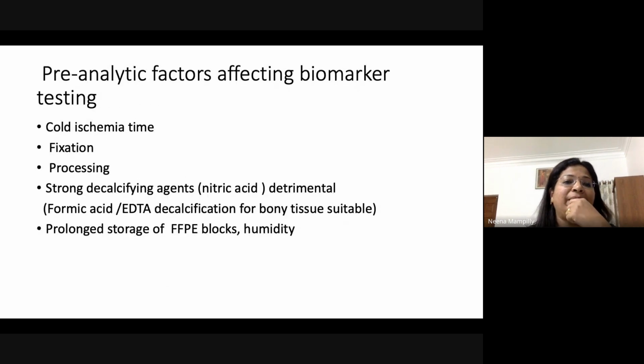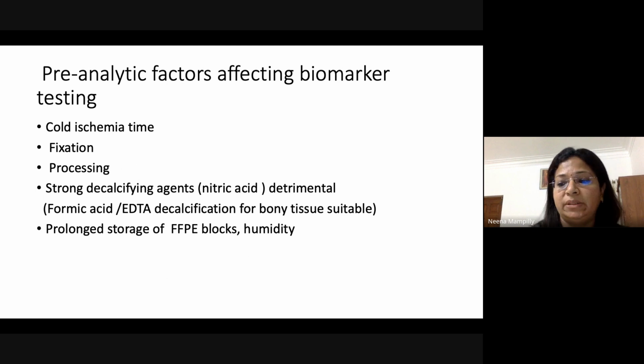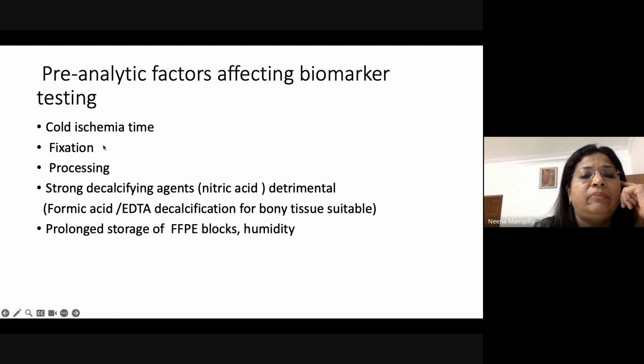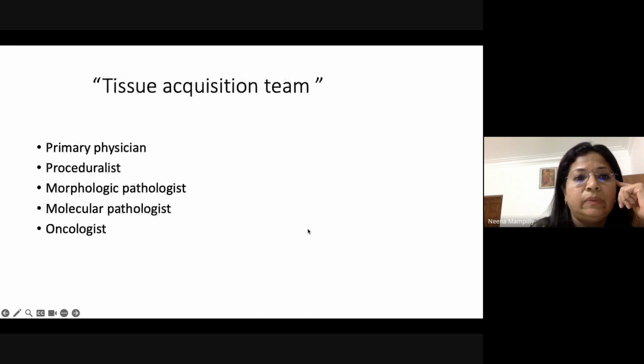So let's look at the pre-analytic factors affecting biomarker testing. So how safe is the tissue in our hands? Let's look at cold ischemia time, fixation, processing, the use of strong decalcifying agents, prolonged storage of FFPE blocks, humidity, and so on. So right from its acquisition, from the time the tissue is procured, it's always best to have a tissue acquisition team.